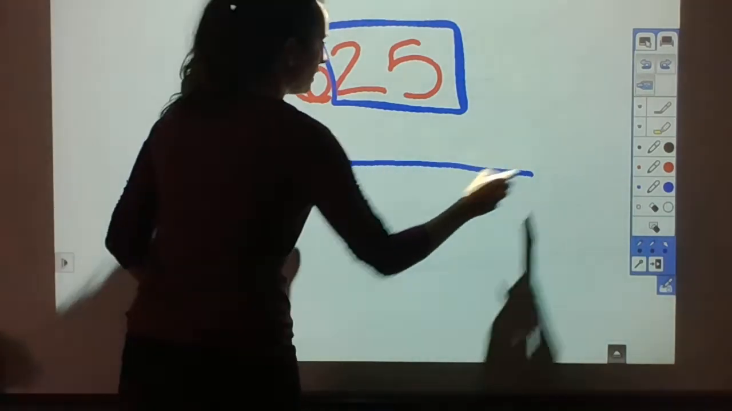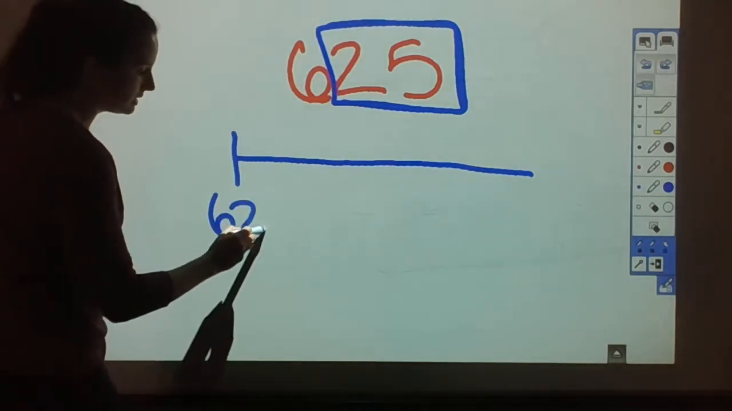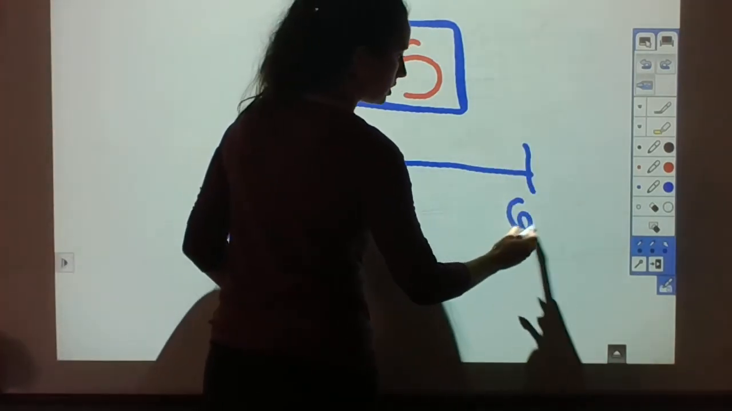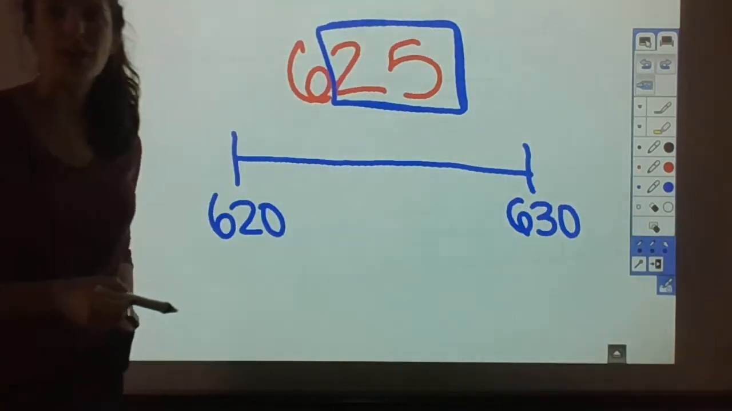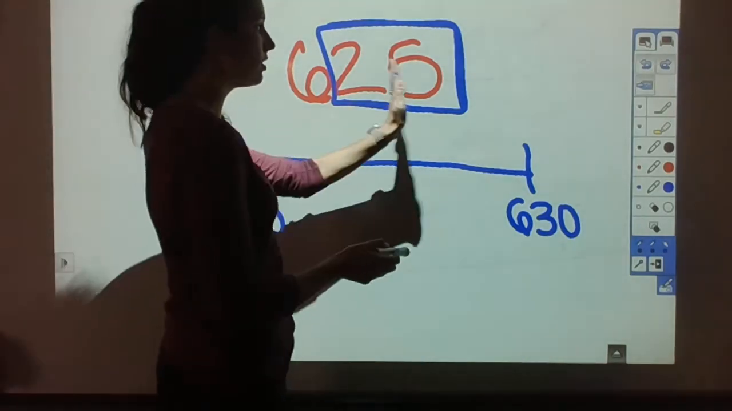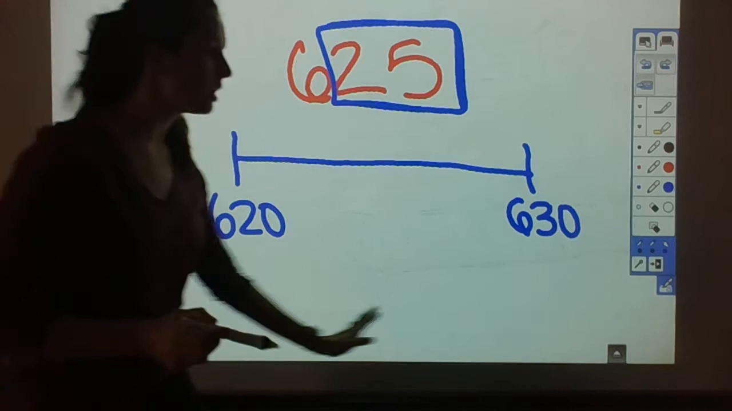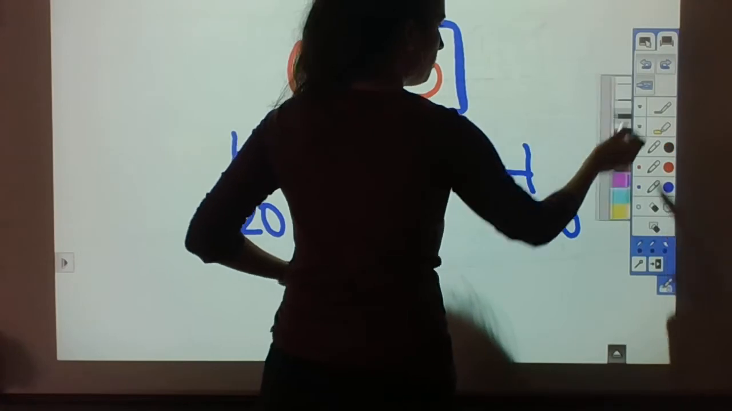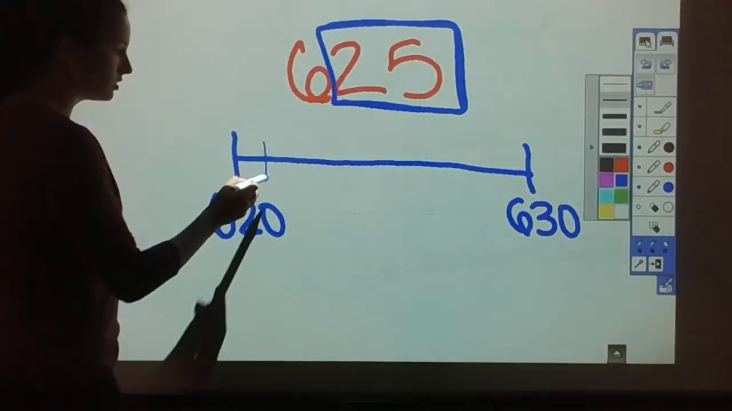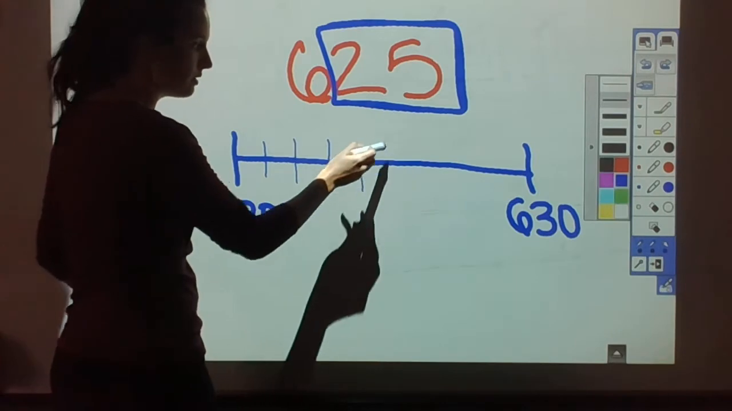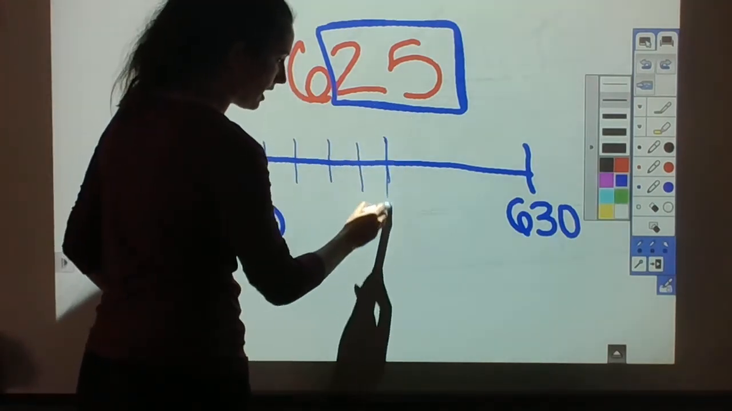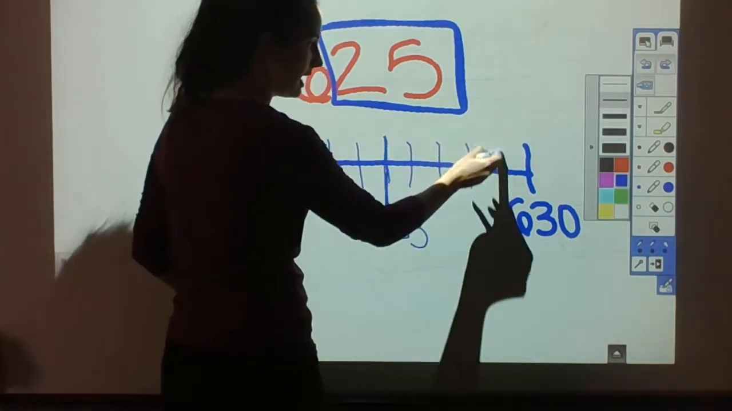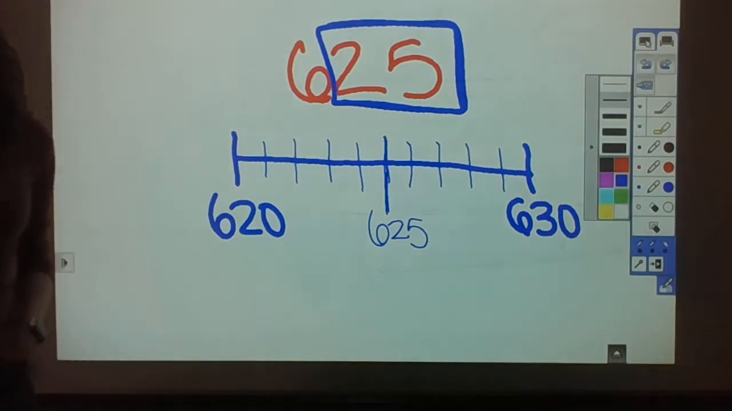Okay, I'm going to go ahead and start my number line at 620 because that's my first number that it could round down to. And I'm going to end at 630 because that's my second number that it could round to. There's our two brackets. It's either going to round down to 620 or up to 630. Okay, I'm then going to draw by ones to continue to count. 621, 22, 23, 24. There's my 625. 26, 27, 28, and 29, and then 630.